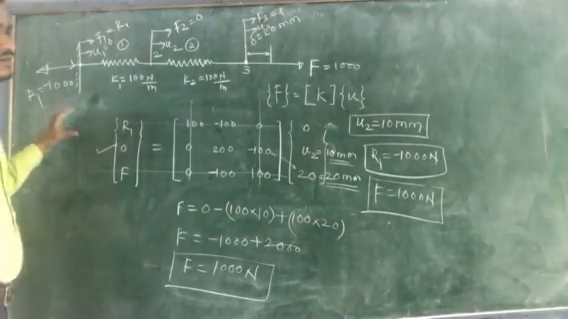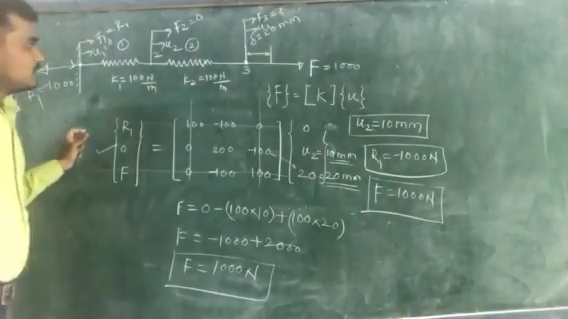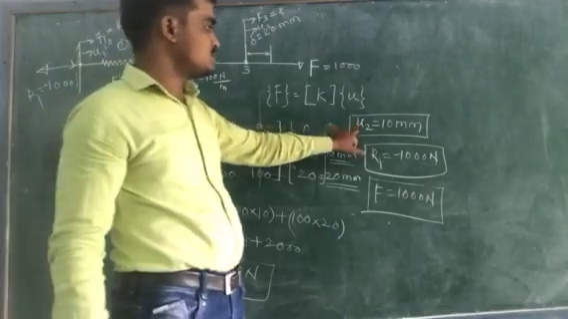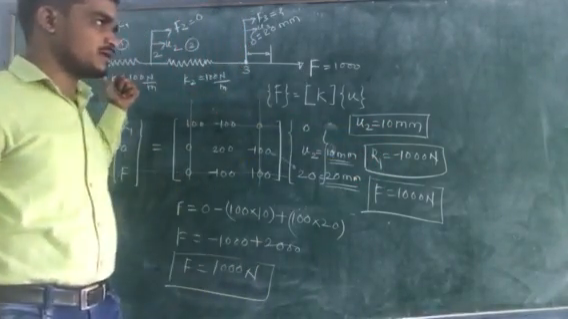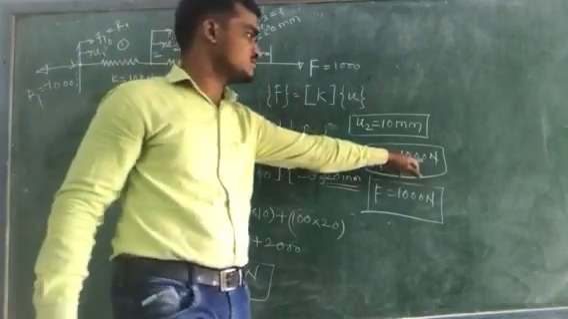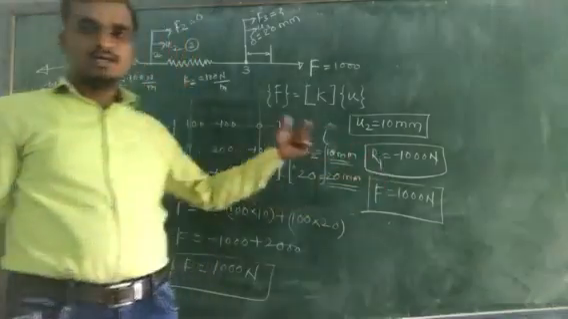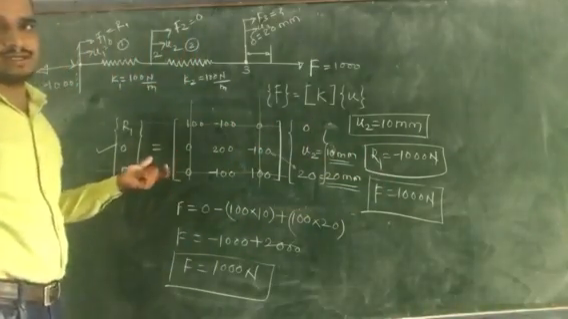So in this way you can cross check your answers also. Okay, so in this way we calculated our displacement U2 is equal to 10 mm, then the reaction R1 at support 1, or at node 1, is equal to minus 1000 Newton, and the force value F is equal to 1000 Newton. So in this way you can find out the displacement as well as the force values.